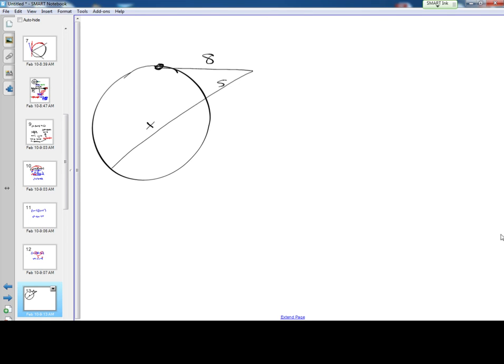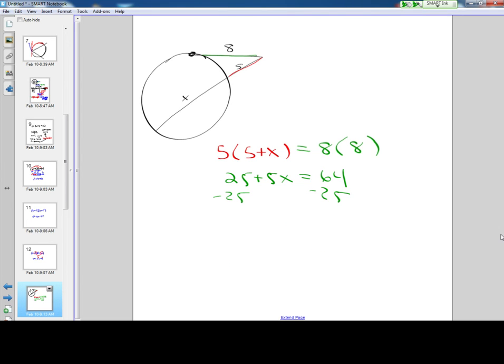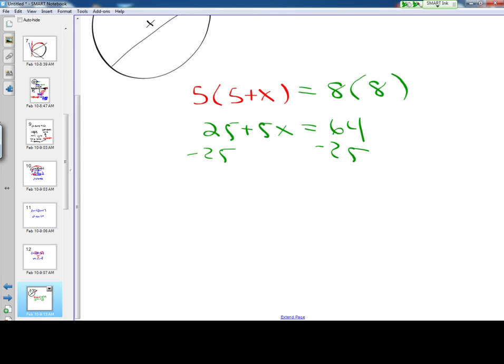Okay. Time. Let's go over this. Outside times the whole thing, which is 5 plus x. That equals the outside times the whole thing. So 25 plus 5x is equal to 64. Take 25. What are we at? 39?